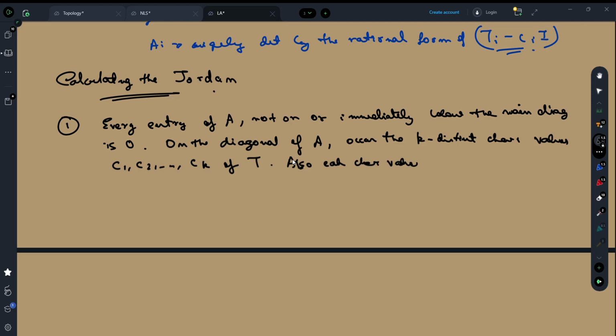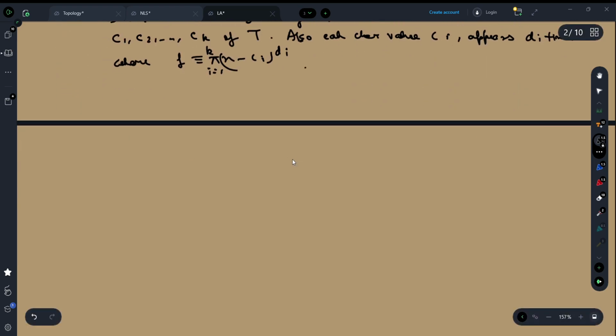Also, each characteristic value Ci appears di times, where the characteristic polynomial is the product of x minus Ci to the power di, i equals 1 to k, right? So precisely di is the algebraic multiplicity of Ci. That's what we wanted to talk about.